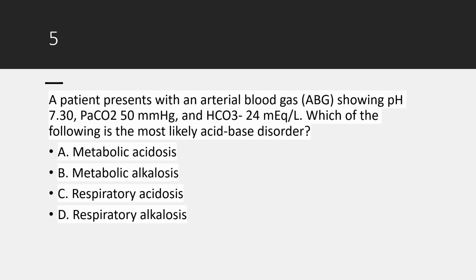The last question. A patient presents with an arterial blood gas showing pH of 7.3, partial pressure of carbon dioxide of 50 mm of mercury, and bicarbonate of 24 milliequivalent per liter. Which of the following is the most likely acid-base disorder? Option A, metabolic acidosis, metabolic alkalosis, respiratory acidosis, respiratory alkalosis. Please drop your answer in the comment section. Then we'll talk about them later.